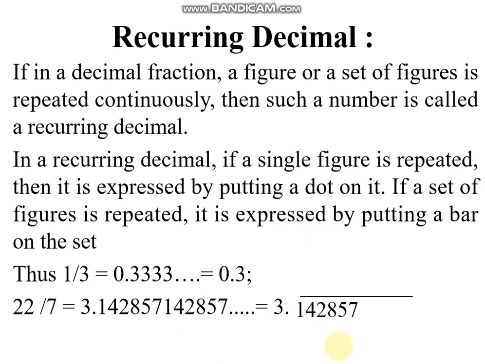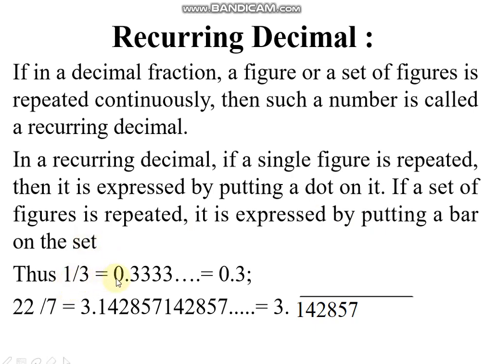Okay, recurring decimal. If in a decimal fraction a figure or a set of figures is repeated continuously, then such a number is called a recurring decimal. If a single figure is repeated, then it is expressed by putting a dot on it. If a set of figures is repeated, it is expressed by putting a bar on the set.